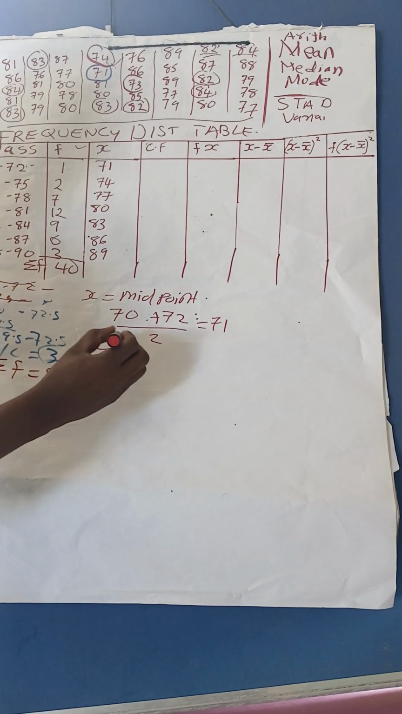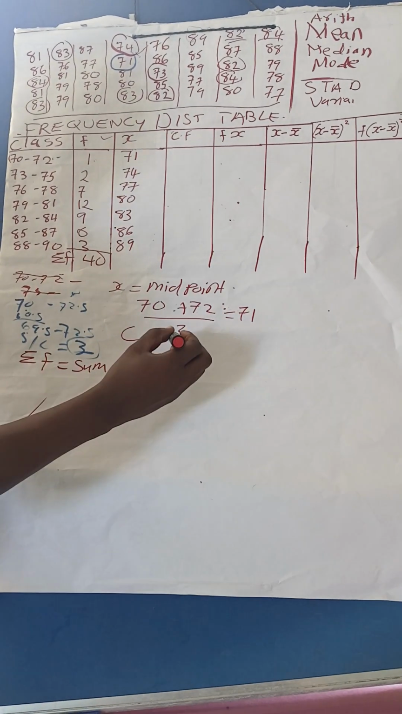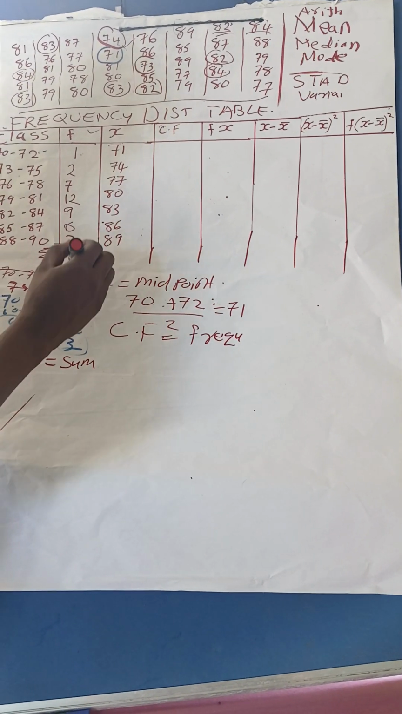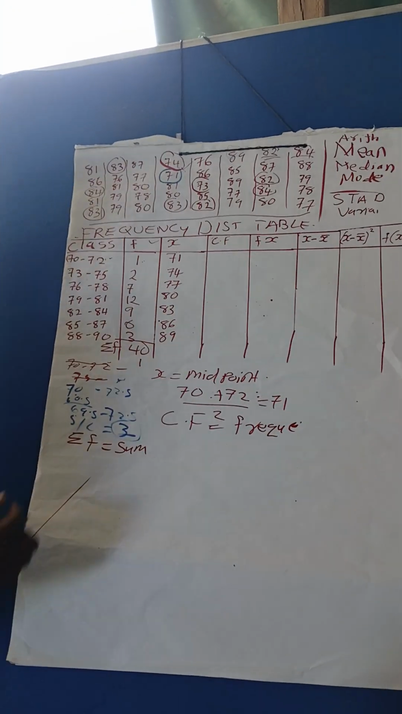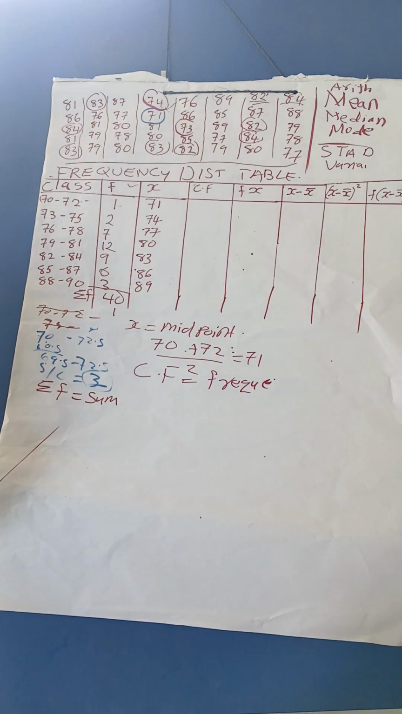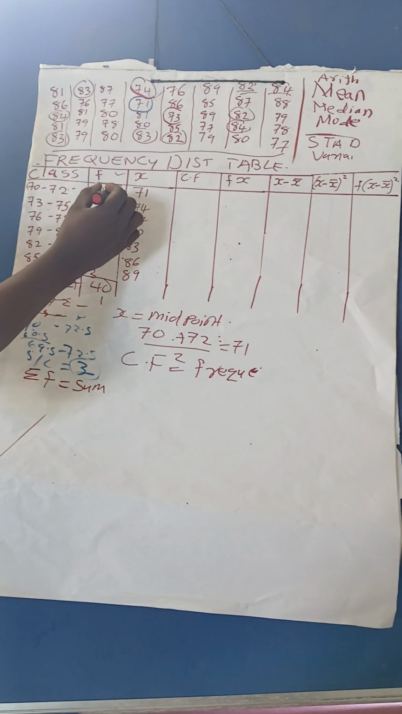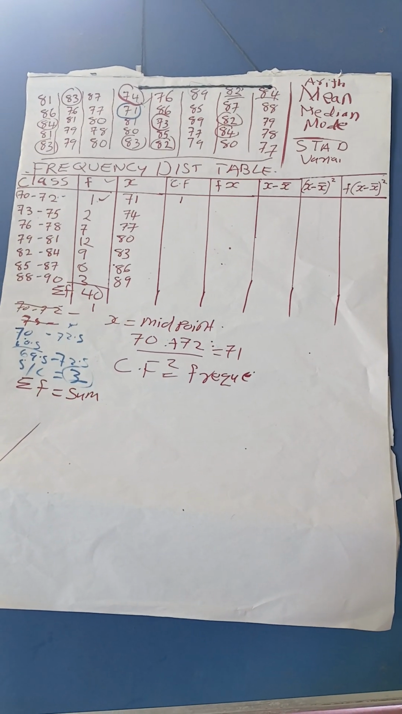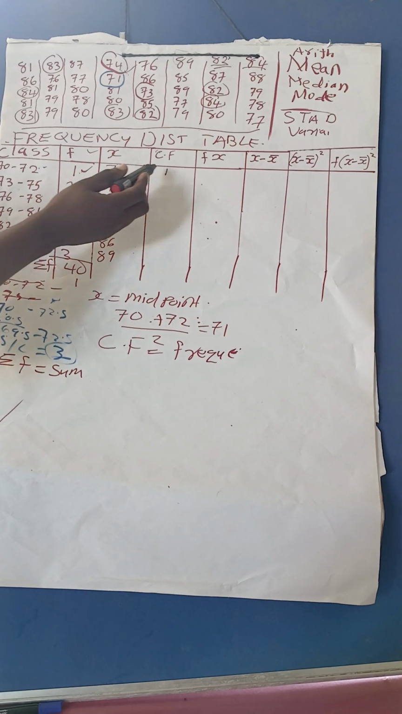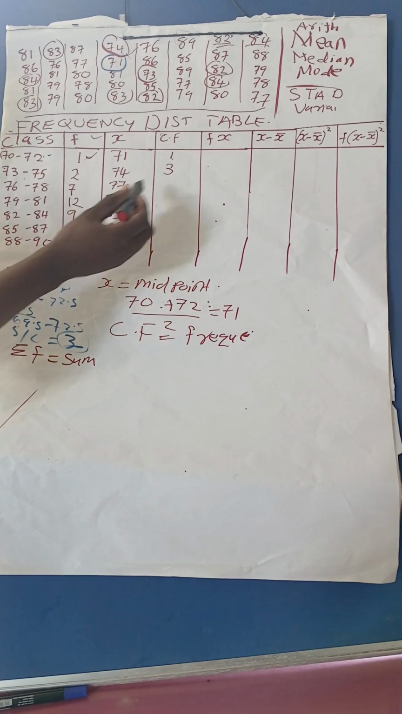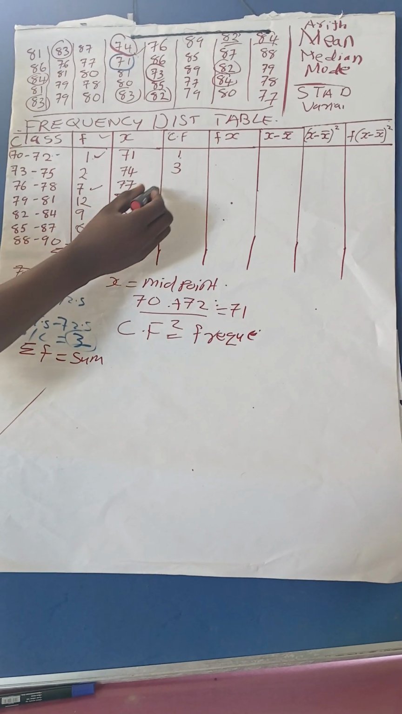Then we have the other one, cumulative frequency. Here, put the focus on the frequency values we have been given. So how do we get the cumulative frequency part? My fellow comrades, you pick the first value, which is 1, and you put it here. Then the second value of the frequency was 2, so it will be 1 plus 2, which is 3.